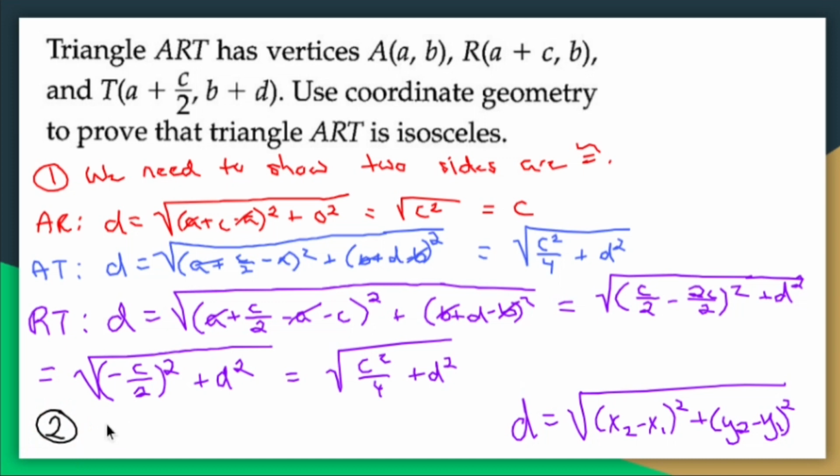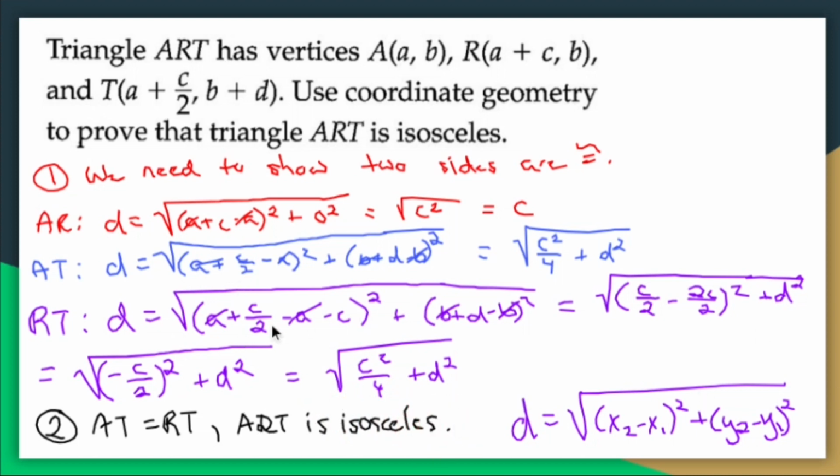Because AT equals RT, which means ART is isosceles.